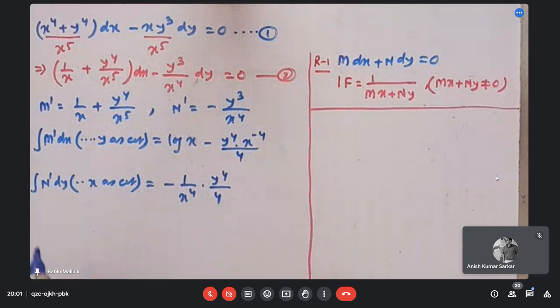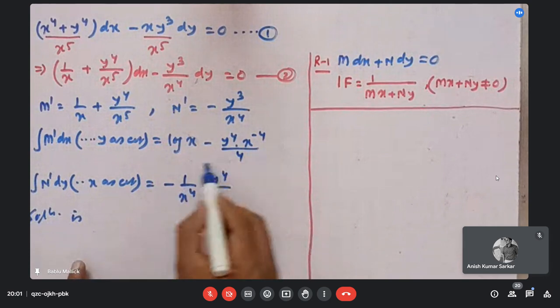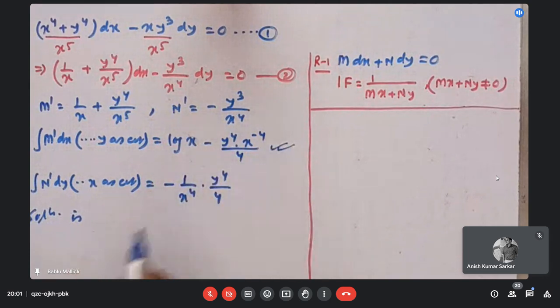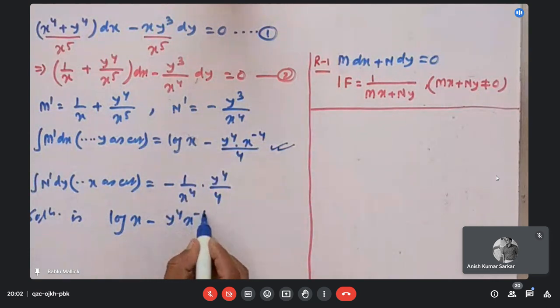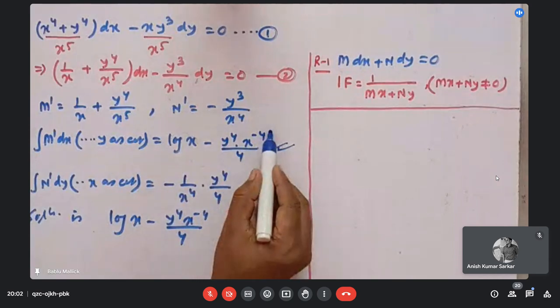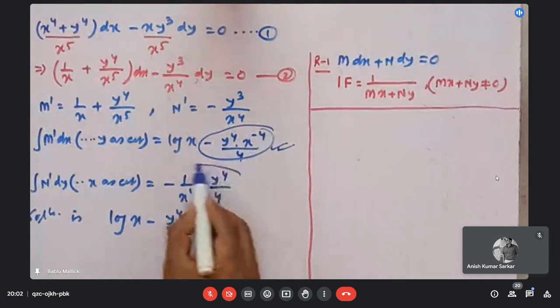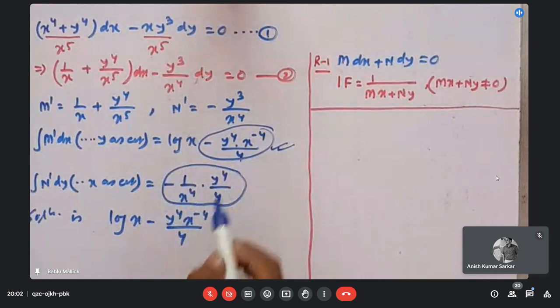The solution is: first we shall write all these terms. It is log x minus y to the power 4 x to the power minus 4 by 4. And this term is already taken, so we shall not take it again. So this is equal to k.